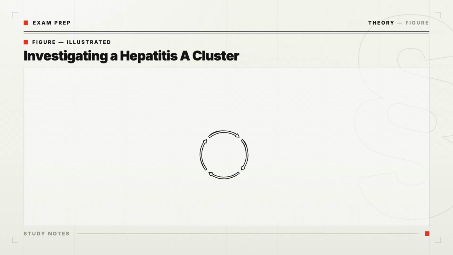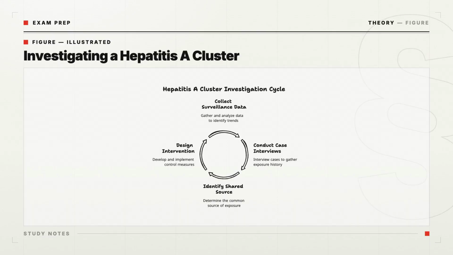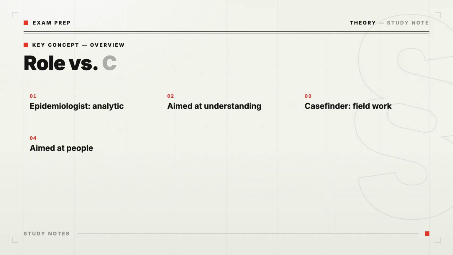Picture a cluster of hepatitis A cases over several weeks. The nurse pulls surveillance data to confirm the count exceeds baseline, interviews cases about food exposure, finds a shared source, and designs a response combining supplier notification, worker vaccination, and public communication.